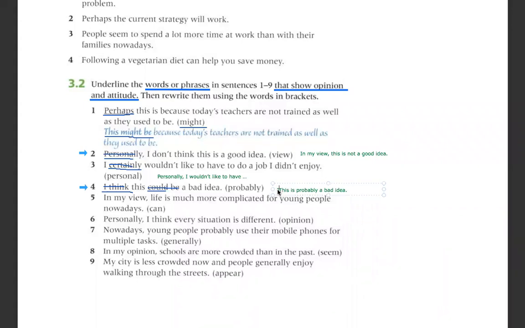And if we wanted to, we could add a phrase in the beginning, like in my opinion, or I think. Somebody said it would probably be a bad idea, so that's correct as well. So instead of saying this, we could say, I think it would. Okay, as long as our verb comes before the word probably. All right, so these are different ways that we can express our opinion.